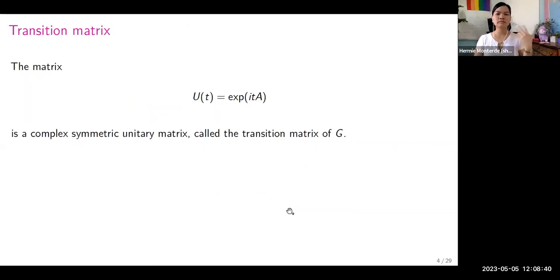And so let's take a look at this transition matrix U(t). Right after this, I'm going to discuss a little bit about the types of quantum state transfer that are of interest to physicists and mathematicians. But our approach is pretty much graph theoretic and matrix theoretic. So this matrix is a complex symmetric unitary matrix, and this is called the transition matrix of G. And as we've seen from the previous slide, this basically encodes all information about how the quantum states travel across the graph.